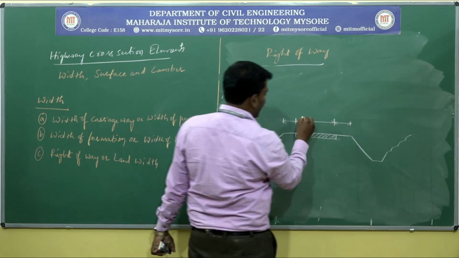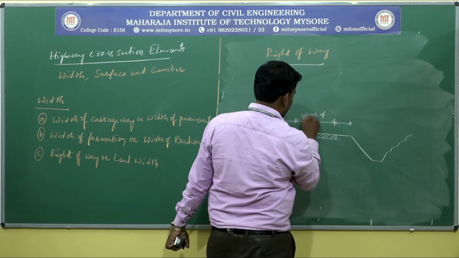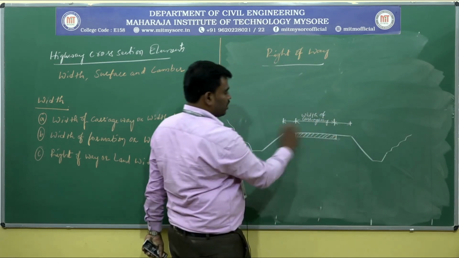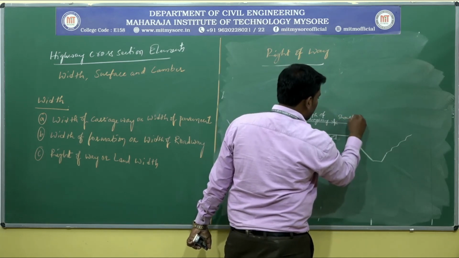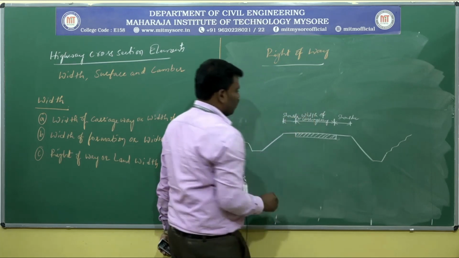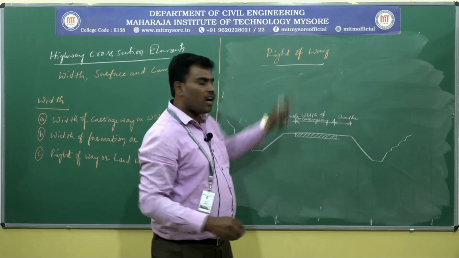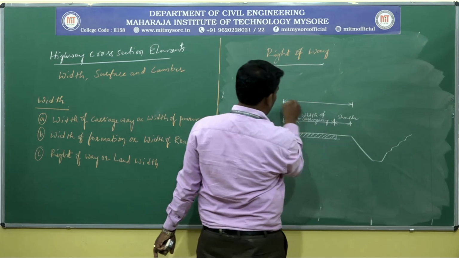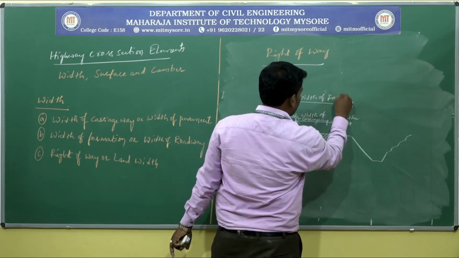See here, this is the width of carriageway. On either side of the width of carriageway, there will be a shoulder. These are the shoulders. Okay, and the sum of widths of carriageway and the shoulders we call the width of formation. This is width of formation or width of roadway.